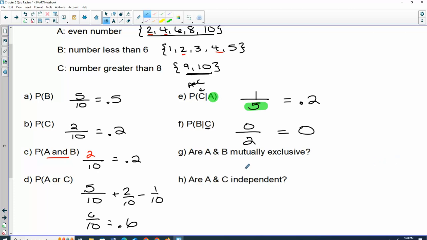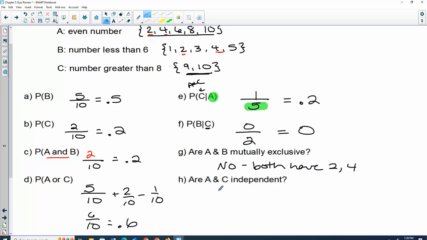Are A and B mutually exclusive? What does mutually exclusive mean? There's nothing in common. Okay. Do they have anything in common? So, no. My reason, if I ask for it: both have a 2 and a 4.